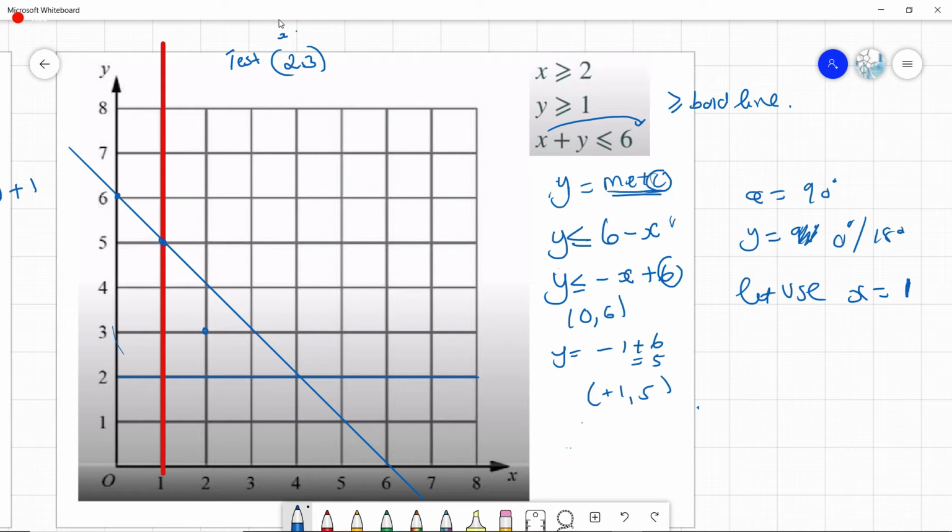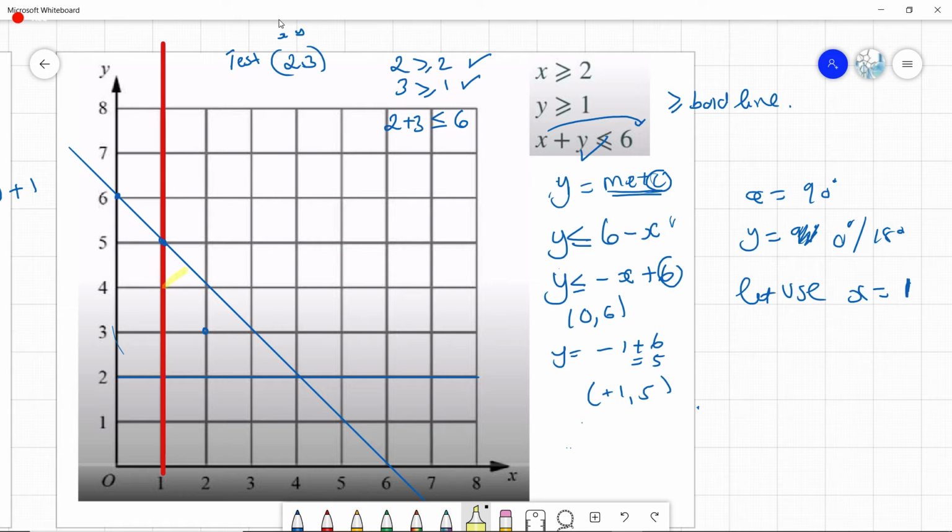Okay, (2, 3). So our x value is 2 and our y value is 3. It says that our x value is greater than or equal to 2, so that is true. Next, it says that the y value is greater than or equal to 1. So 3 is greater than or equal to 1, yes. Then it says adding x and y will give you something less than 6. So 2 plus 3 is definitely less than 6, and that is true.